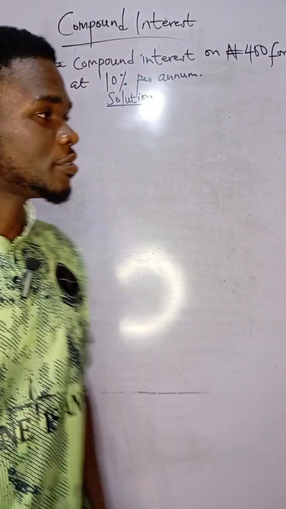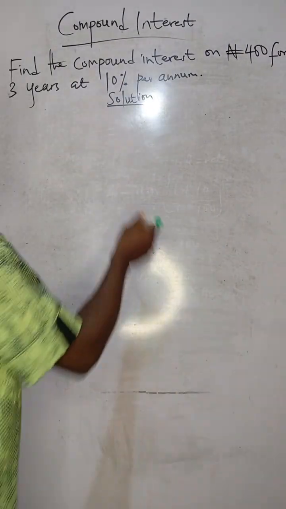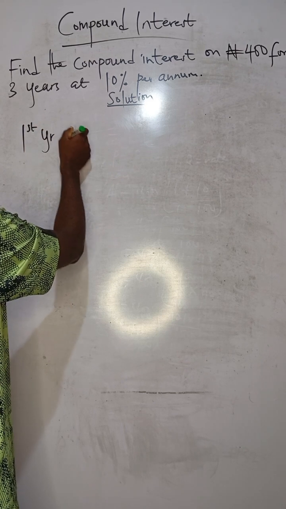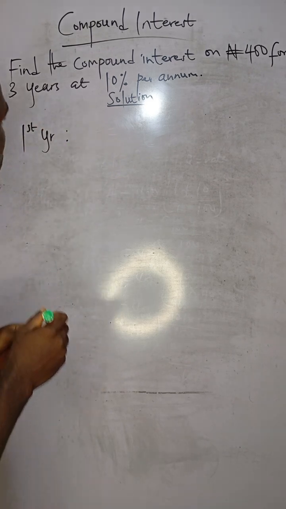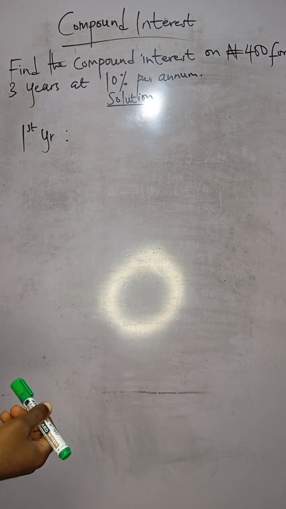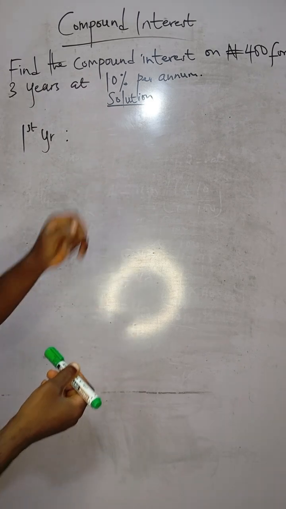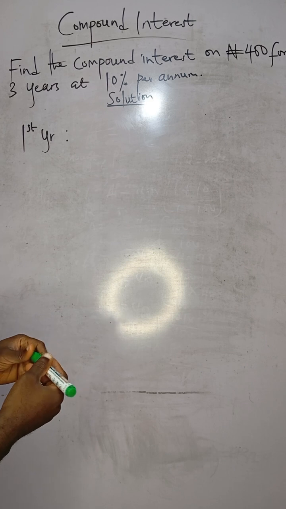So they'll be teaching us compound interest. This is the first method. Now, we're going to solve the compound interest for 3 years. Find the compound interest on 400 naira for 3 years at 10% per annum.